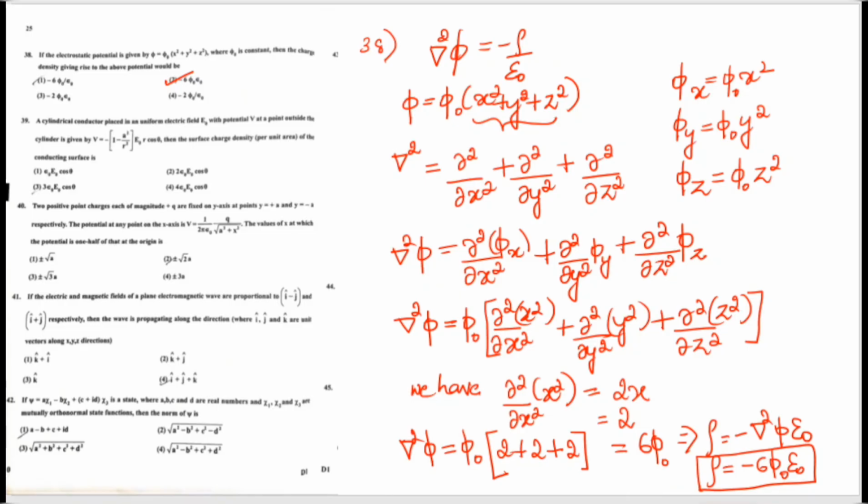A cylindrical conductor is placed in a uniform electric field E naught, with potential V at a point outside the cylinder, which is given by V equal to minus of 1 minus A square divided by R square, E naught R cos theta. Then the surface charge density of the conducting surface is? So we need to find again the charge density, but they have given here surface charge density. So let us solve this question.